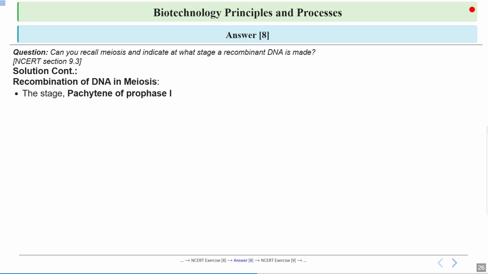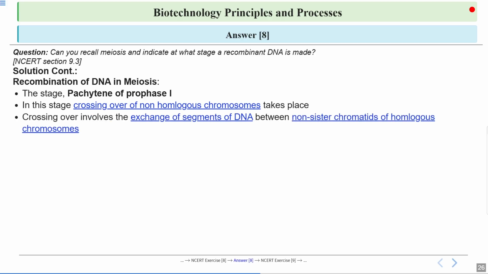So the stage is the pachytene stage of prophase 1. This is the stage where the crossing over of the homologous chromosomes takes place. Homologous chromosomes are present in one organism only. Prophase 1 of meiosis has the pachytene stage. So the crossing over involves the exchange of segments of DNA between the non-sister chromatids of the homologous chromosomes. And the result is recombinant DNA.